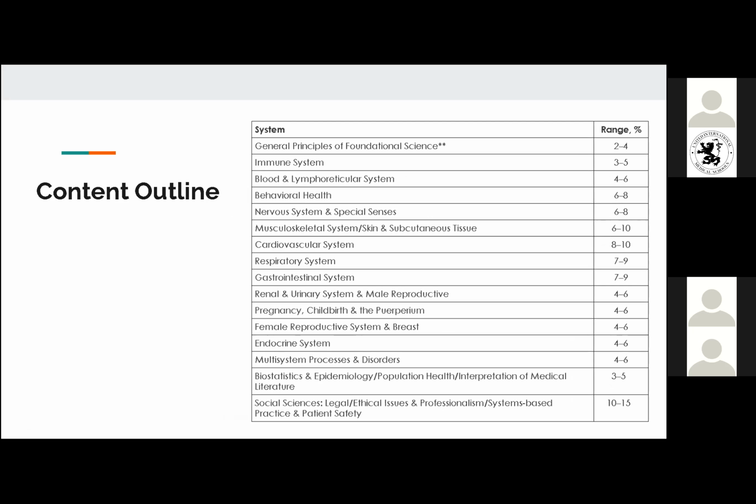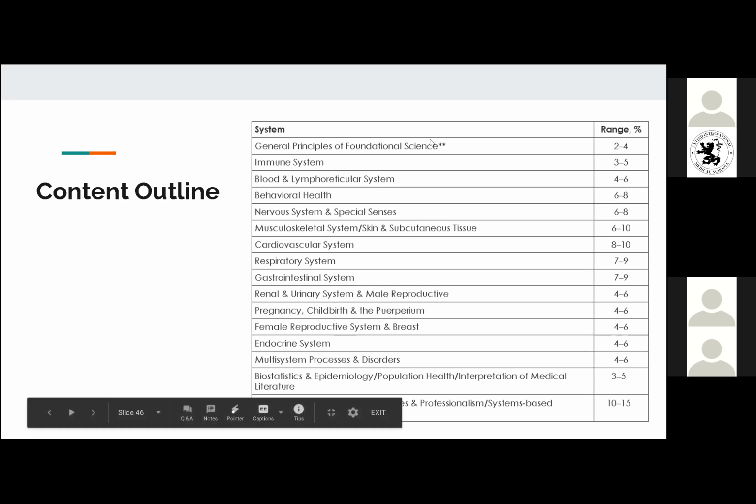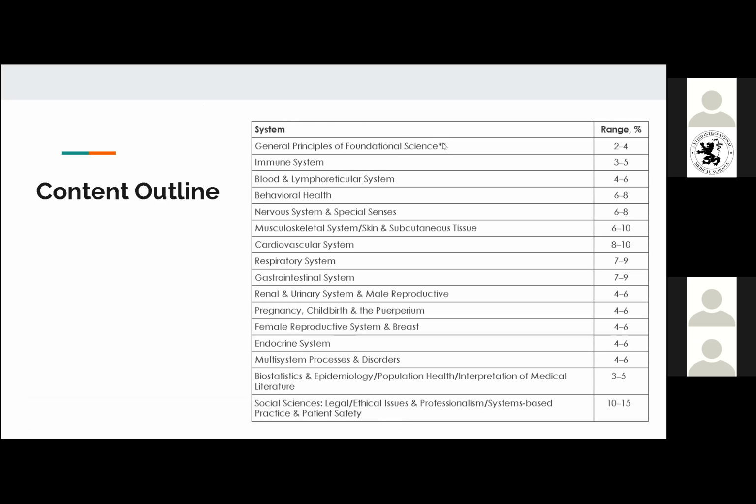According to system, you have very similar systems to USMLE Step 1. So there are general principles, but general principles is not very commonly tested on Step 2 CK. By general principles, they mean USMLE Step 1 content, like basic principles, basic sciences. And there's again immune system, hematology, behavioral, nervous system. So it's very similar to Step 1 in terms of systems.